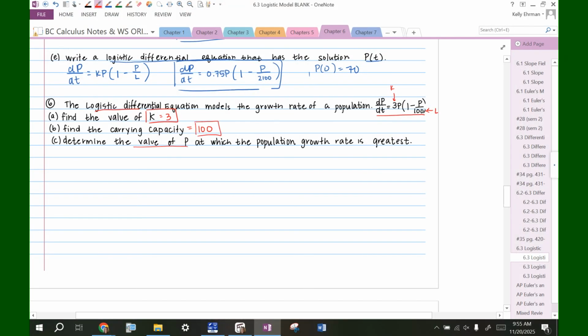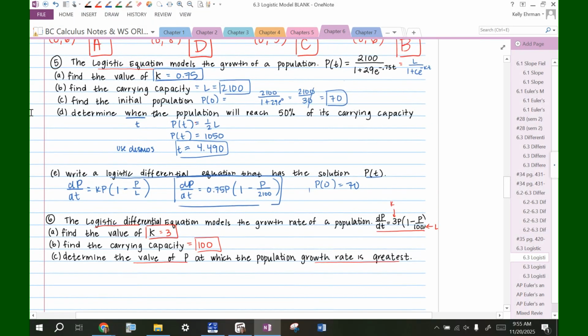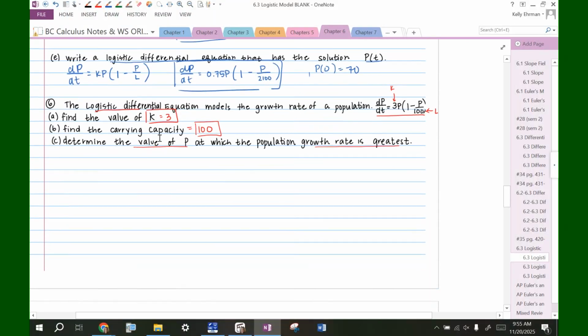Determine the value of P at which the population growth is the greatest. So this is different than the previous question where this part D said determine when the population will reach 50%. That was asking me to find lowercase t. This is just asking me to find P. So dP/dt, the population growth rate, is greatest. In a logistic differential equation, it's always greatest at 1/2 of carrying capacity. So the value of P is equal to half of 100, 50.